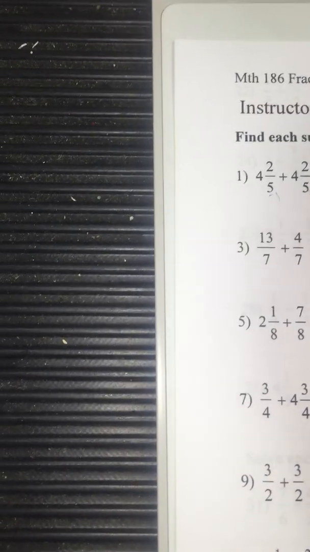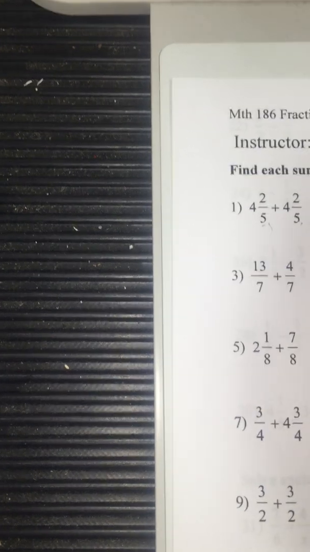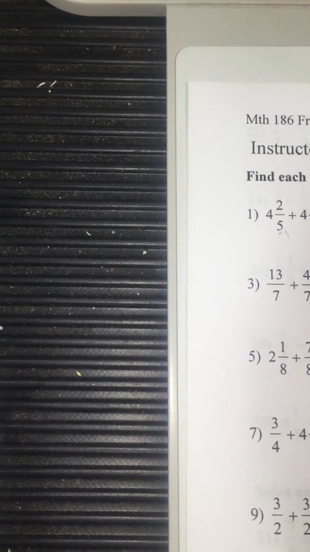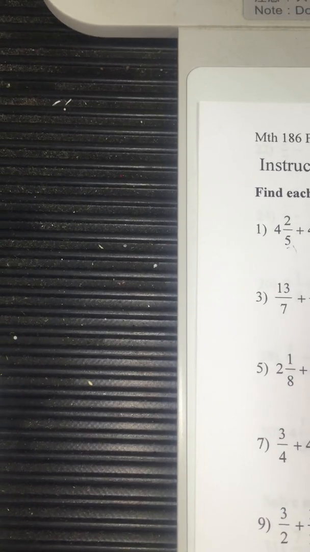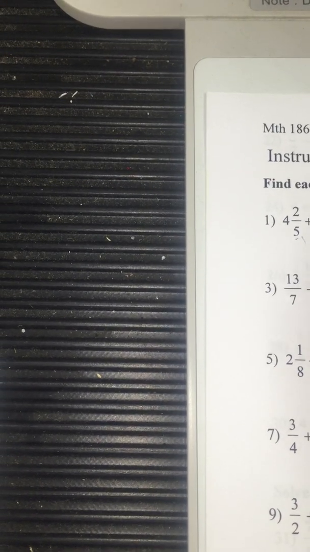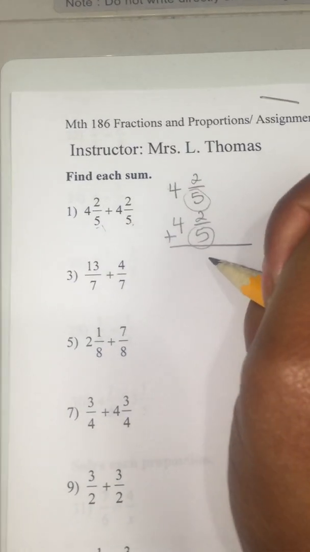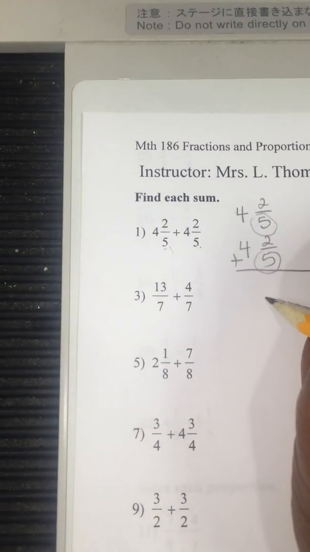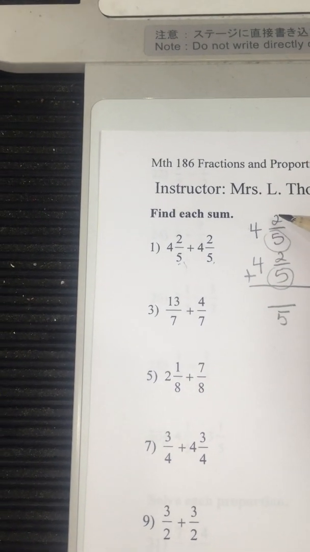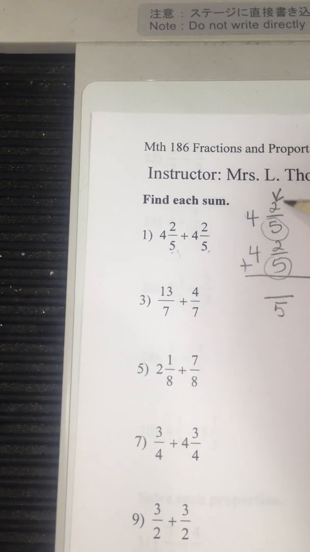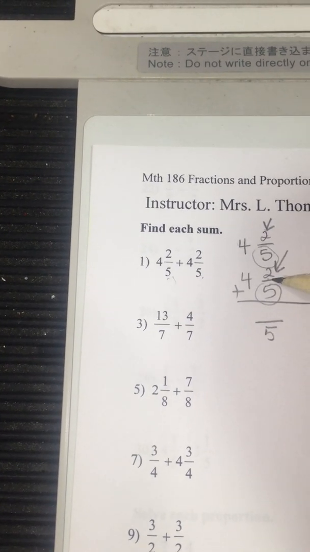Some students like to write their problems vertically; if you like the horizontal look, that's absolutely fine. Here I notice that my denominators are already like denominators, so I'm going to leave those alone. So I want you to put the 5 here. Next, I want you to add your numerators, which are the top numbers on your fractions.